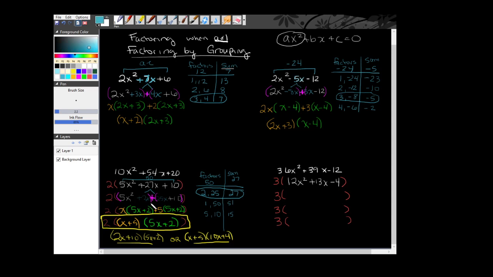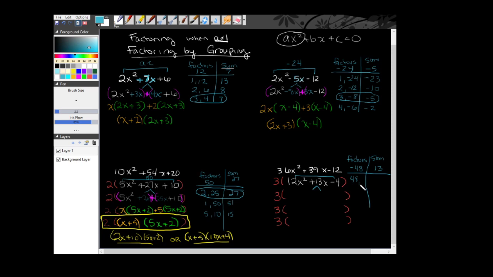So now what we need to do is we need to split apart this 13x. So I'm going to take my a value and multiply it to my c value. So 12 times negative 4 is negative 48. That's what I'm going to find the factors of. And they have to add up to my b term, so they will sum to 13. Now because 48 is negative, I know I'm going to have a positive and a negative value when I list off my factors. But because this sum has to be something positive, the larger number has to be positive. So as I list my factors off, the smaller factors will be negatives.